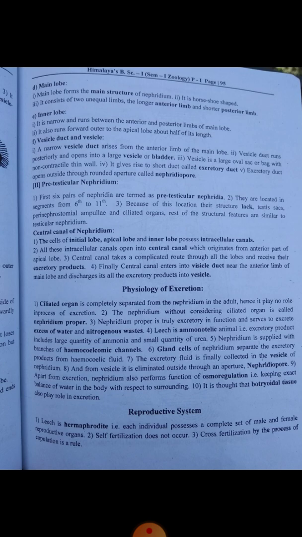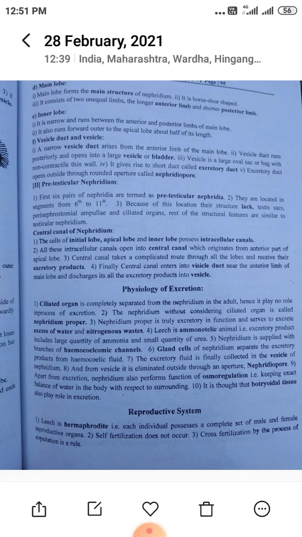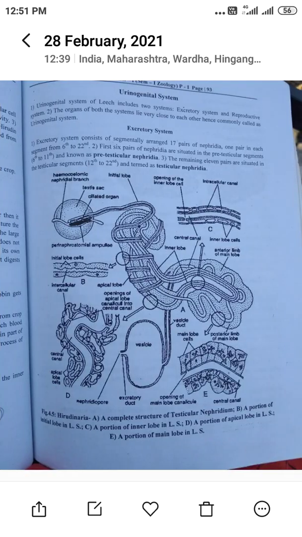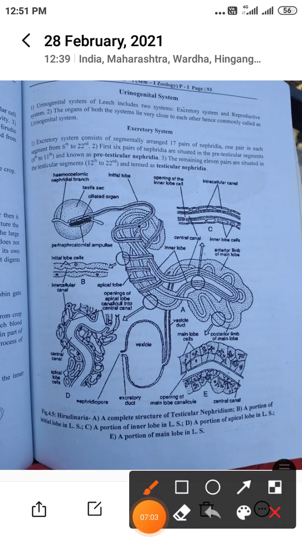Next, after that, the main lobe. The main lobe forms the main structure of the nephridium. It is horseshoe shaped. It consists of two unequal limbs, the longer anterior limb and the shorter posterior limb. This is the apical lobe which is present. First initial lobe, second inner lobe and third apical lobe.